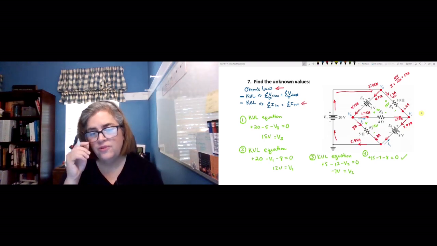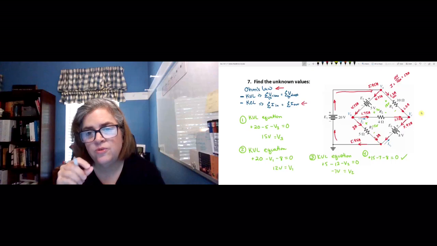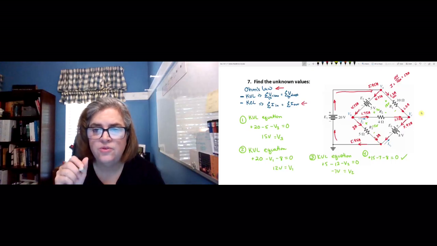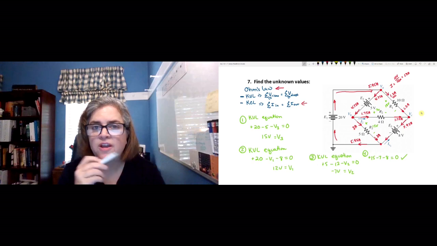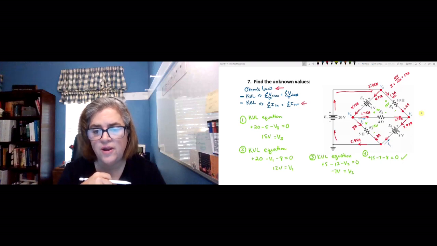Okay, so this was a little different. We couldn't do our reduce and return, but what we could do was use all of these tools that you've been learning so far, Ohm's law, KVL, and KCL, in some creative ways to find all of the voltages and all of the currents throughout the circuit.